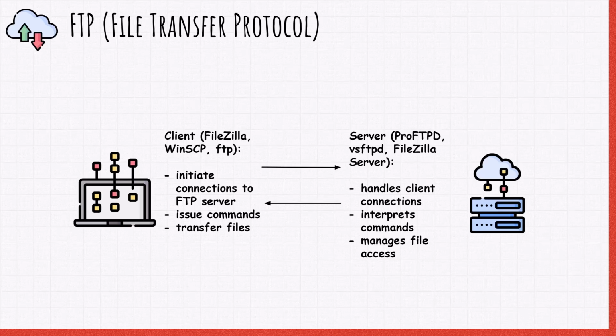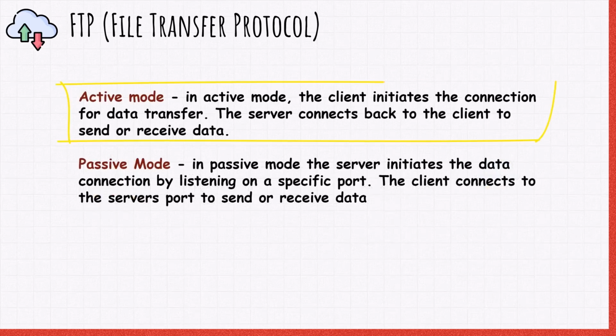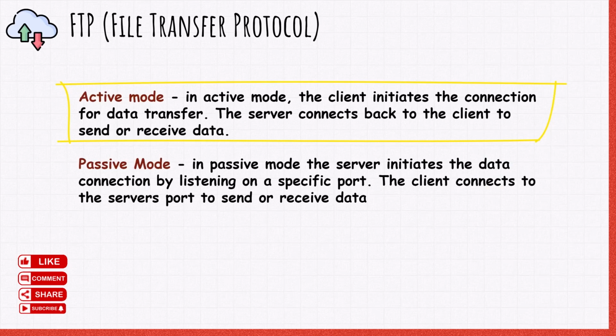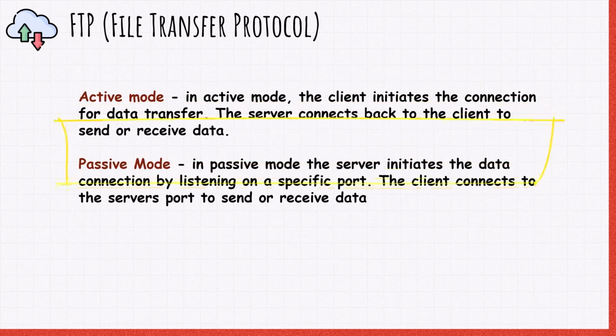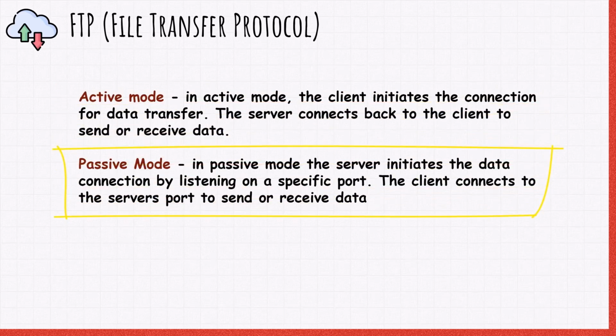We have active mode. In active mode, the client initiates the connection for data transfer. The server connects back to the client to send or receive data. It's also important to know that active mode can encounter issues with firewalls and network address translation devices. The passive mode, however, is when the server initiates the data connection by listening on a specific port.